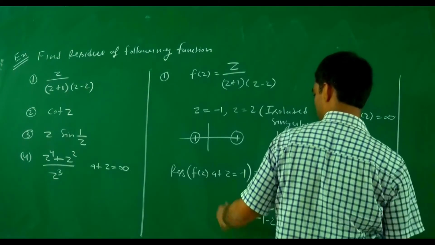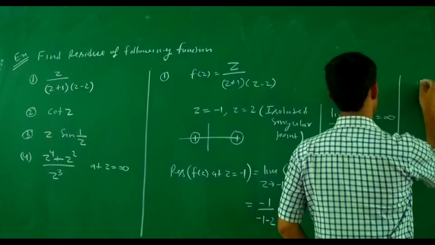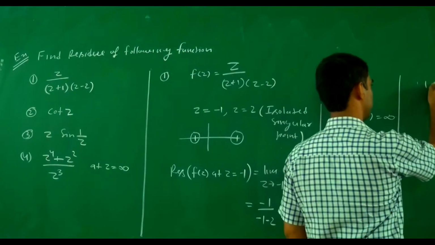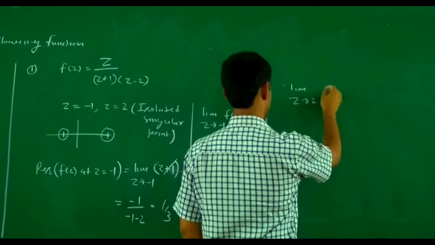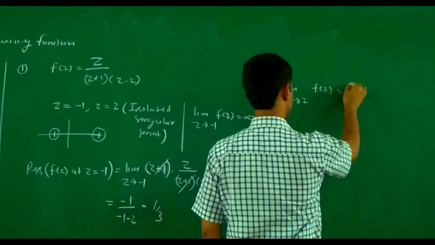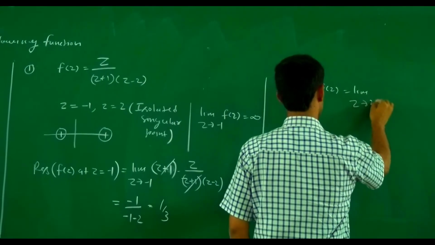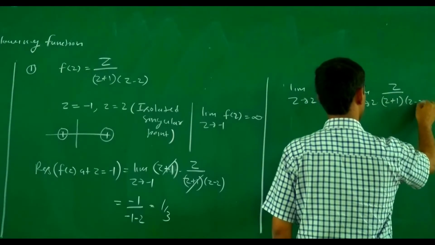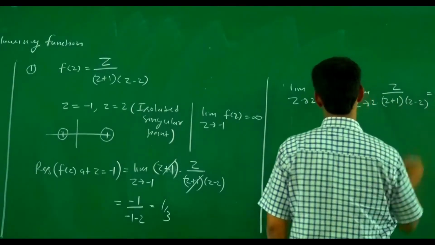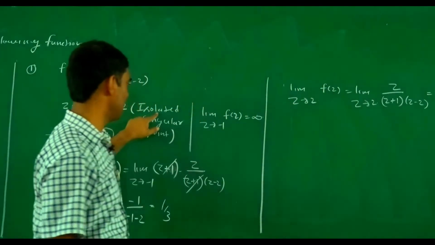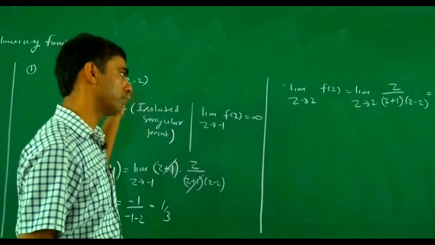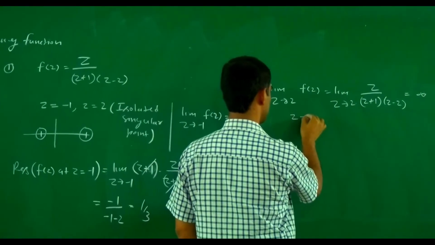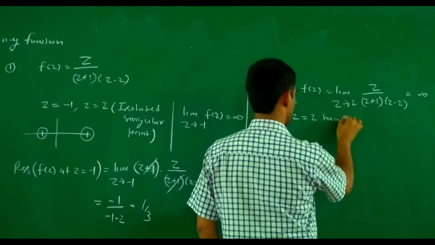Now the residue at z equal 2. Here also, at z equal 2, if we find the limit as z tends to 2 of f(z), that is z upon (z plus 1) into (z minus 2), this equals infinite. So at z equal 2, the isolated singular point is under the category of poles. So z equal 2 has a pole.